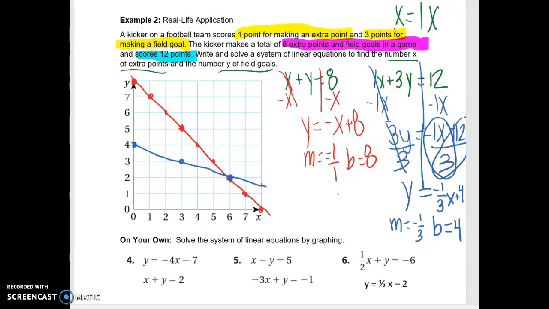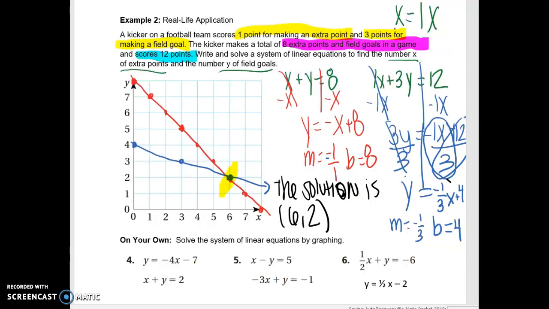Ooh, that's supposed to be straight. Remember, use a ruler. And I'll put an arrow here. And then we need to find our point of intersection, which is right here. So the solution is 6, 2. Remember, whenever we say our points, the x comes before the y.